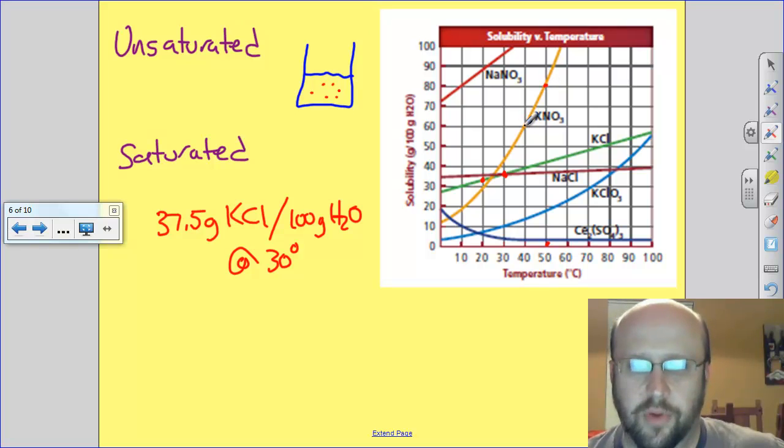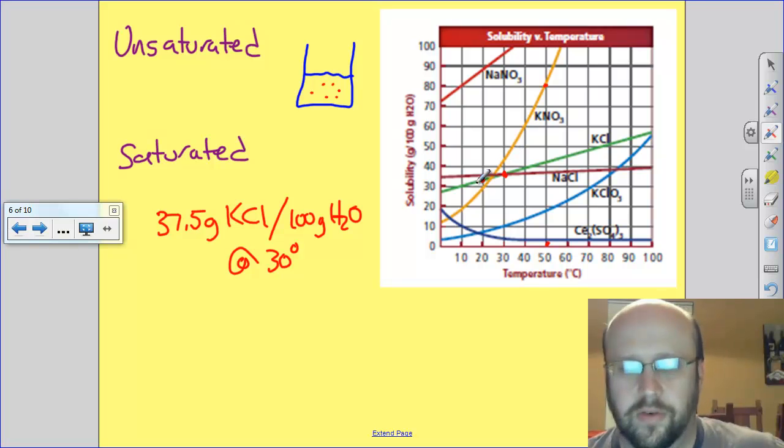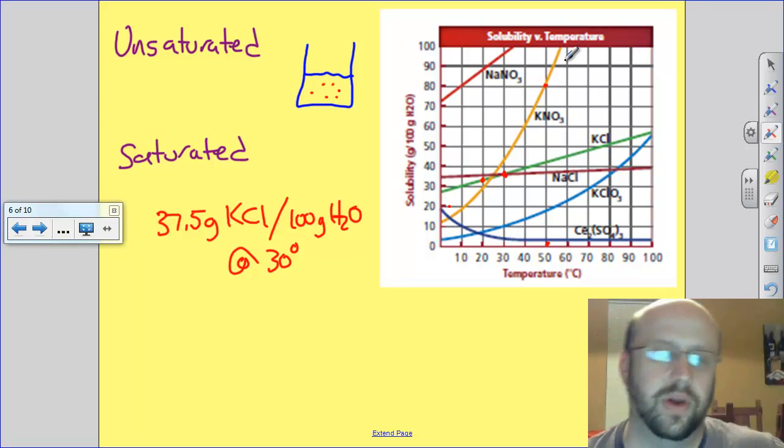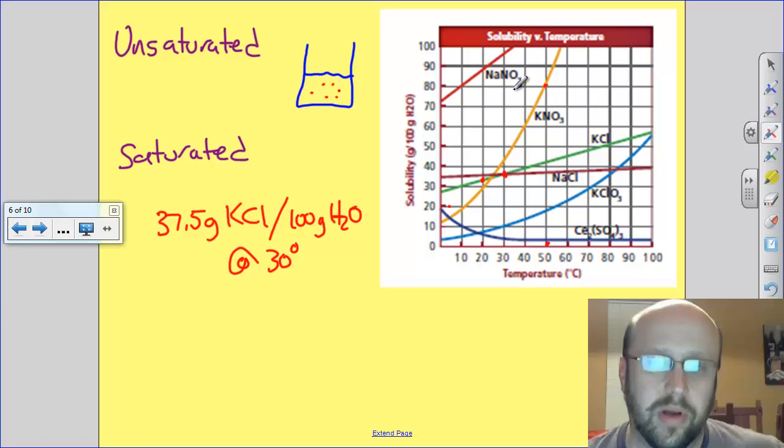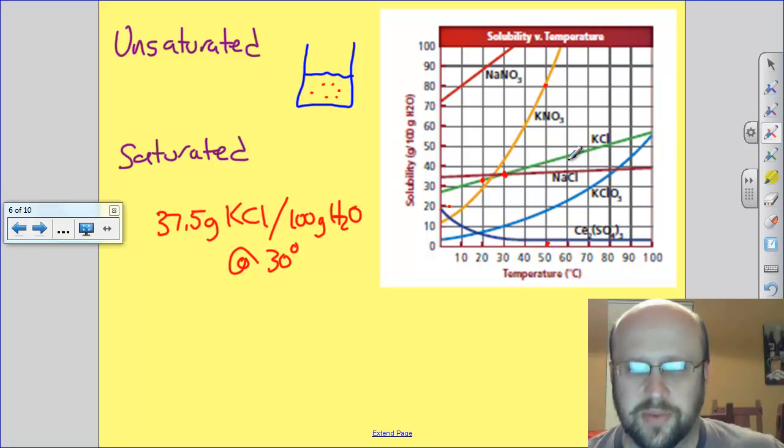Okay, at 40 degrees, I can only put 60 grams of that potassium nitrate in. At 30 degrees, I can put a little over 40, okay, and so on and so forth. So it varies pretty strongly with temperature. Now, you'll see a couple of things. Most of them go up and some of them go up pretty sharply as we heat things up.